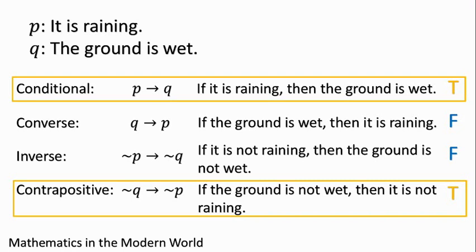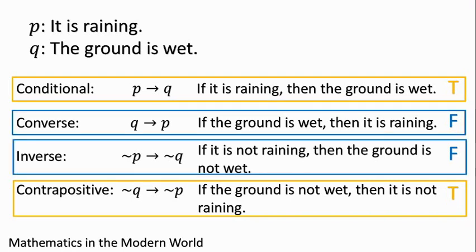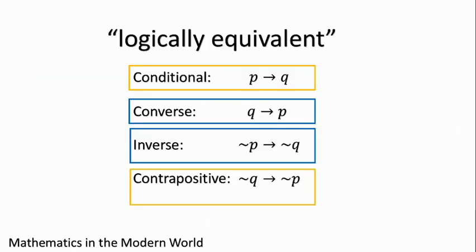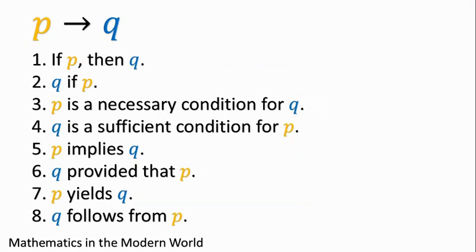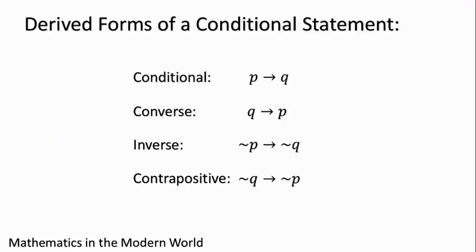Notice how the conditional and its contrapositive and the converse and the inverse have the same truth values. This is because these pairs of statements are logically equivalent. That is, they will always have the same truth values. To summarize, all of the statements shown are translated to P arrow Q, and these are the derived forms of a conditional statement.